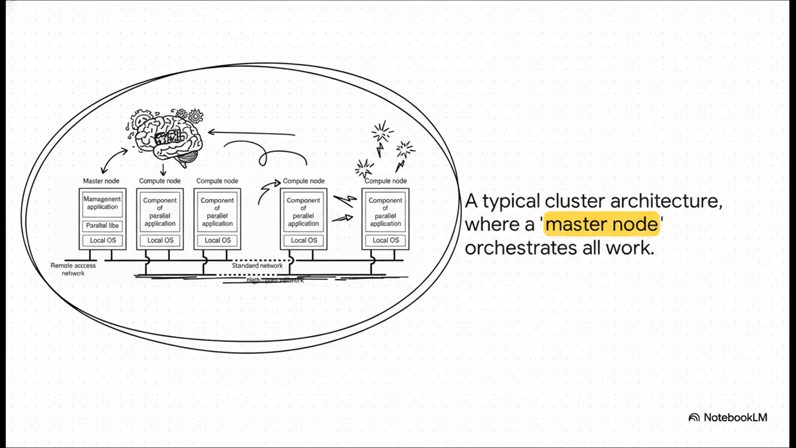And here's what that cluster looks like under the hood. You see that master node? That's the boss. It's the brain of the operation, handing out jobs to all the identical compute nodes. It's this tight, top-down control that makes clusters so incredibly fast and powerful for specific tasks.